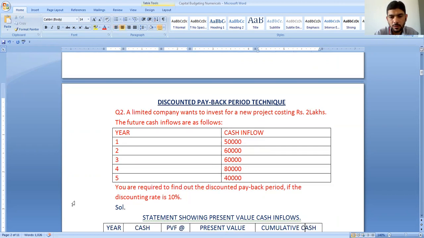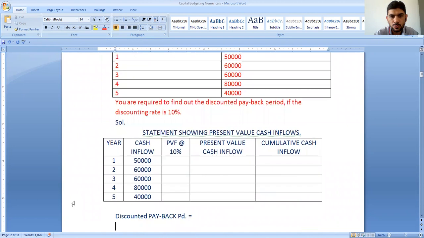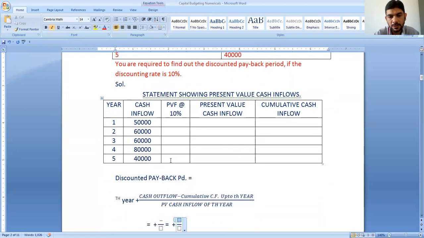Now we are going to take the solution. We will draw a format of a statement showing present value of cash inflows. Cash inflows we are having from year 1 to 5, that is 50,000 to 40,000. Now we will apply the present value factor table. We will take help from the present value factor table, applying the rate of 10% from year 1 to year 5. We will check the values from the table. I am going to the table slide.